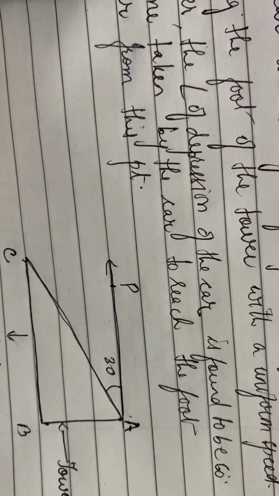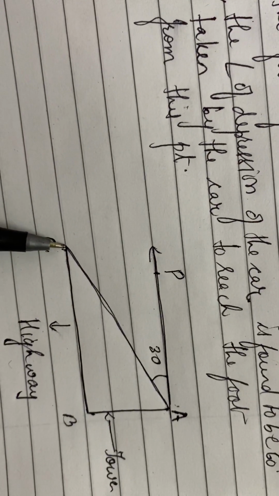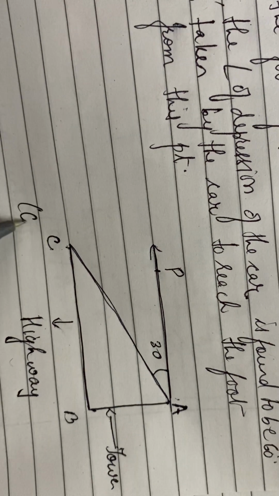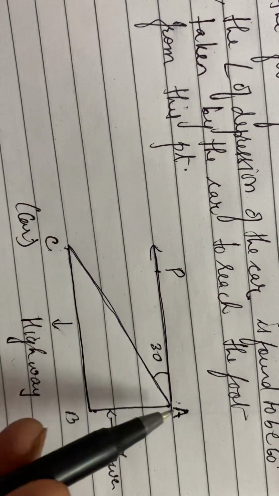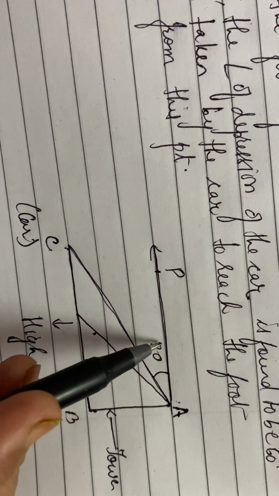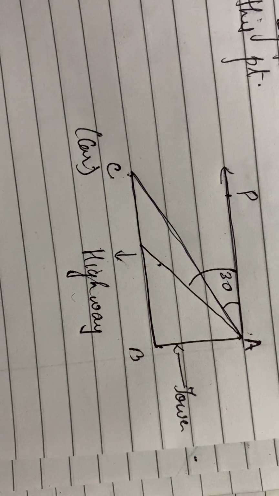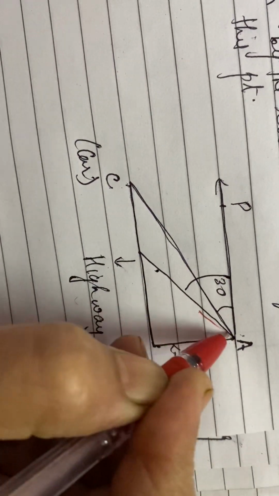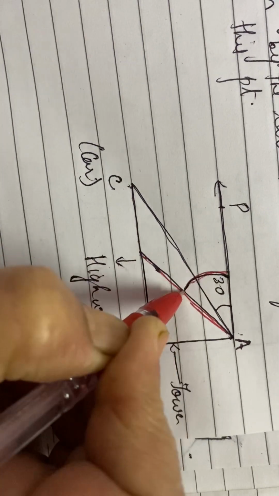6 seconds later, the angle of depression of the car is found to be 60 degree. After 6 seconds, here is the car. It is approaching the foot of the tower. So after 6 seconds, it was found that the angle of depression is how much? 60 degree. This angle is of 60 degree. So this is your angle of depression, which is of 60 degree.